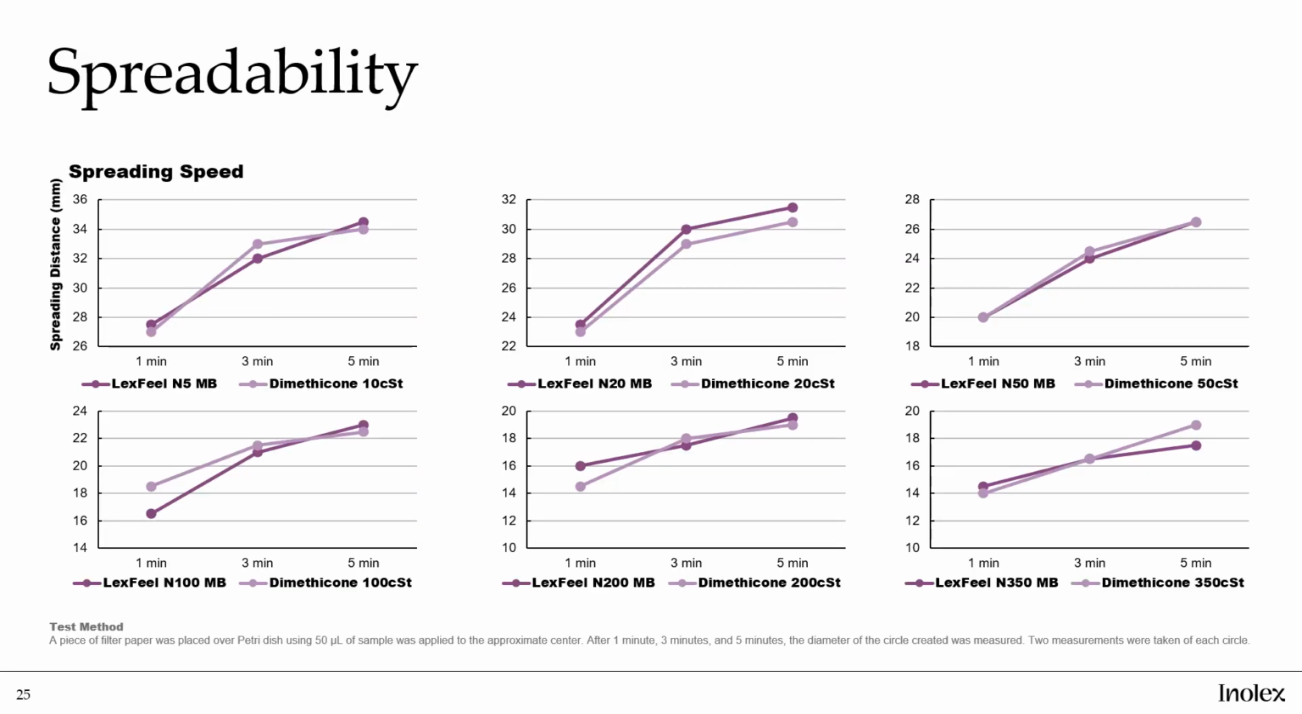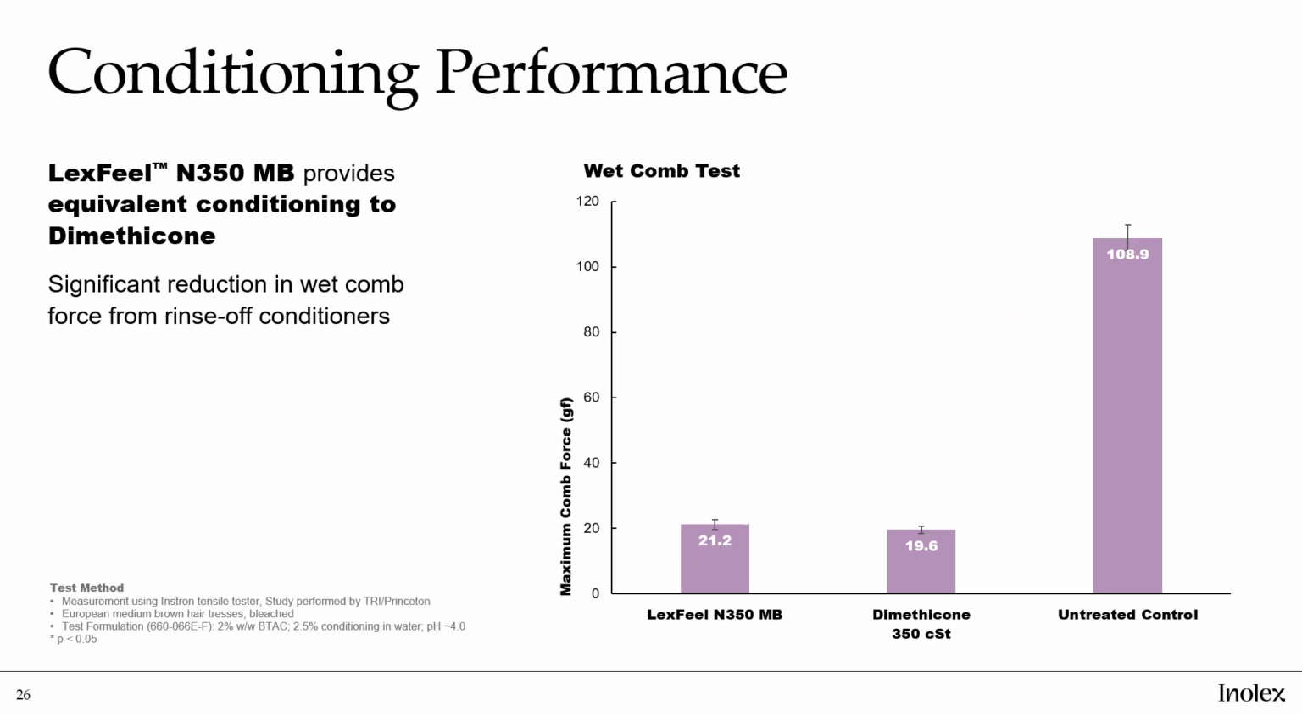One of the physical properties of dimethicone that we were most interested in conserving was spreadability. You can see that for all of the various viscosities of LexFeel N series, we've compared the spreadability to a dimethicone of comparable viscosity, and we mimic the spreadability very well. So again, we impart very similar physical properties in an effort to develop a suitable dimethicone alternative. And when we have those similar physical properties, we're able to achieve comparable performance. In this case, we evaluated LexFeel N350 in a traditional rinse-off hair conditioner, and we saw equivalent wet combing performance to a dimethicone of equal viscosity.